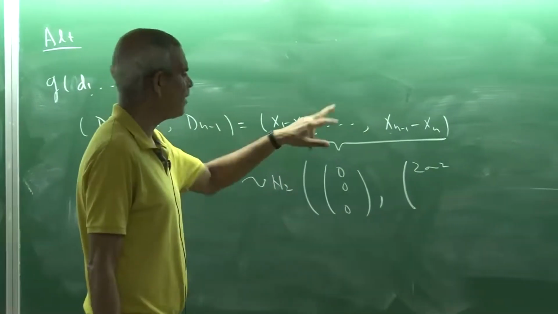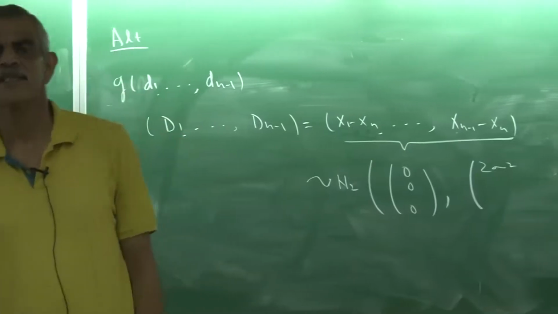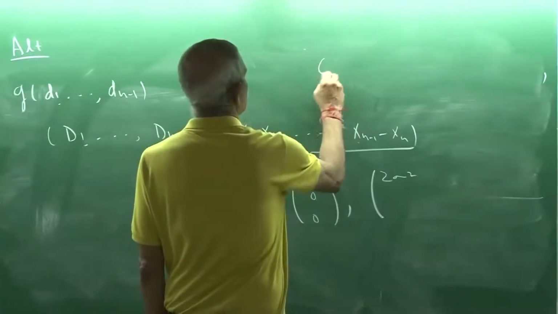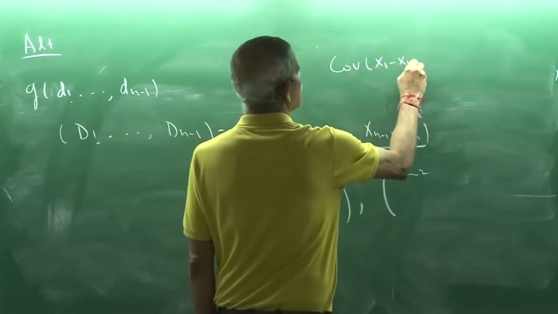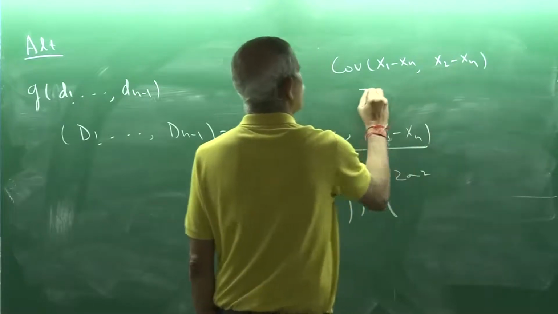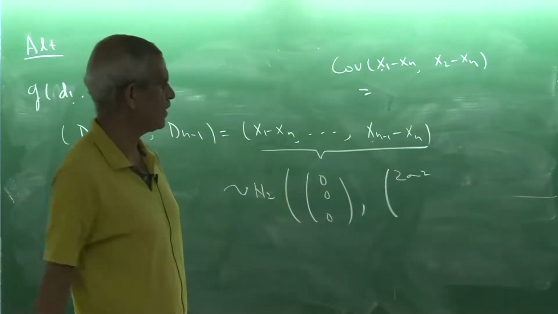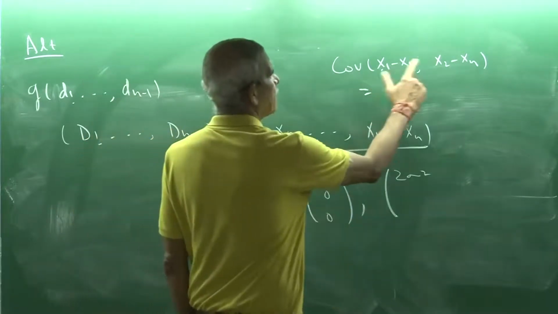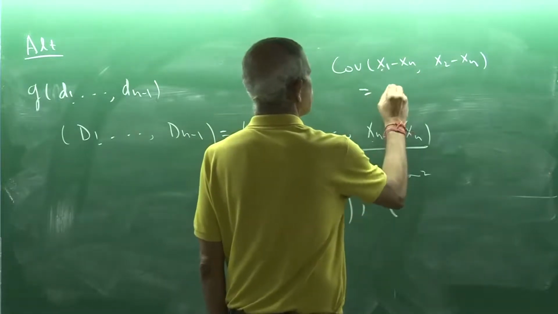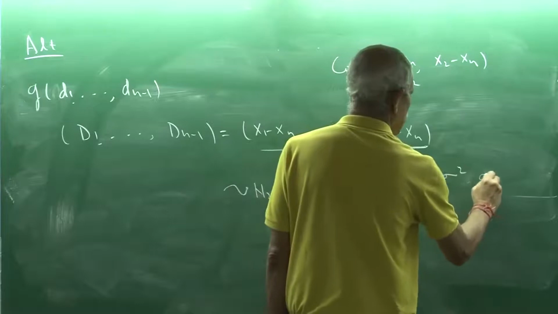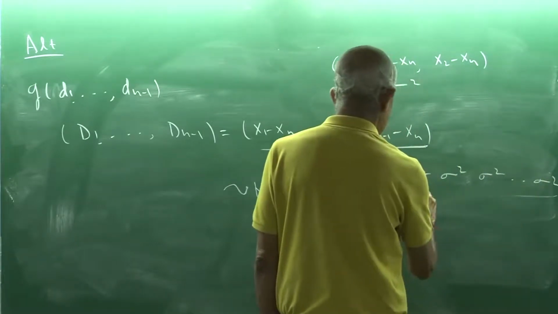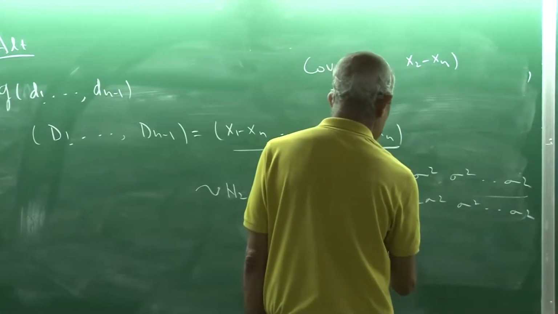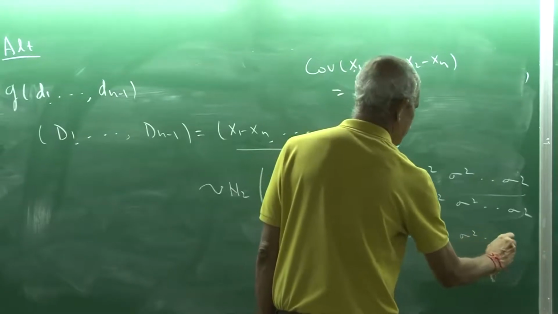What is the covariance between x1 minus xn and x2 minus xn? Everything would get cancelled and the only thing left would be, so the covariance of x1 minus xn and x2 minus xn would be the covariance of x1, x2, which is 0 because x1, x2 are independent, the covariance of x1, xn is 0, the covariance of xn, x2 is 0, and then you get plus plus, which is nothing but the variance of xn, which is sigma square. So it would be sigma square off the diagonal and twice sigma square on the diagonal.